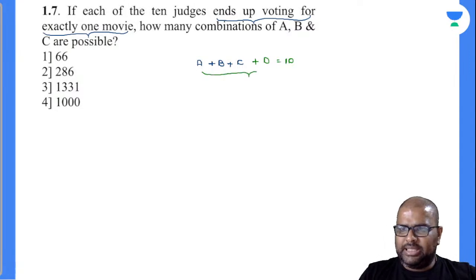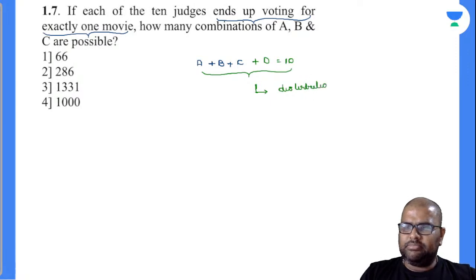So see, is this nothing but the distribution concept? Can we use the distribution concept to find the combination value, or we call it Bose-Einstein separators? Bose-Einstein separators, right? How many of you got the idea? We have solved a similar type of question in the previous class also.